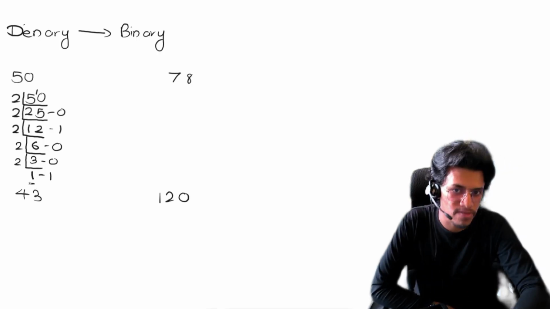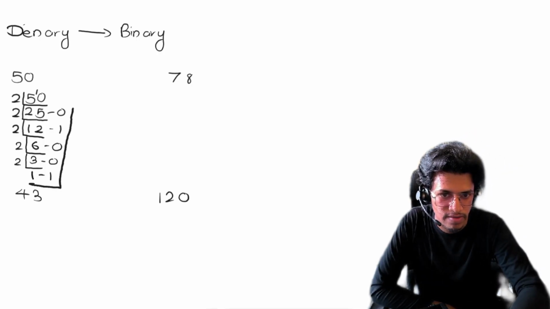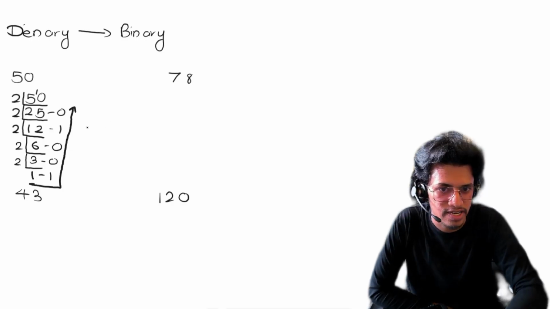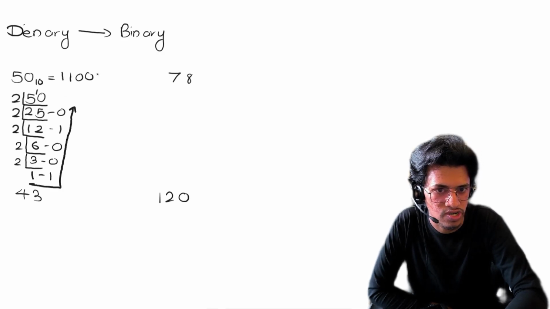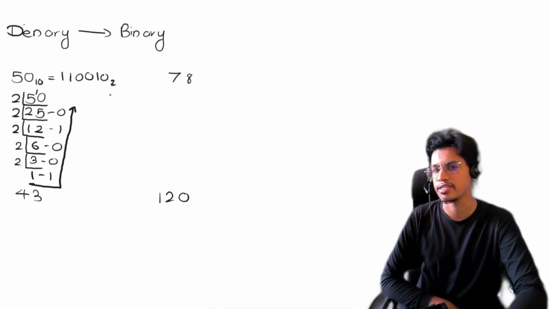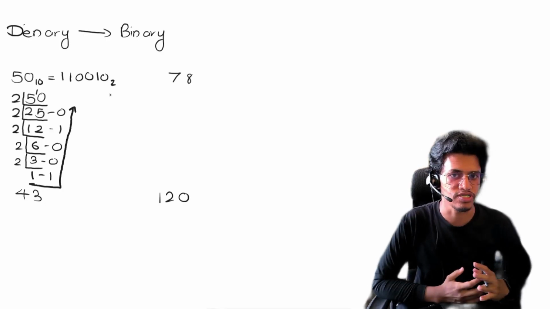We do this until we get the value 1 at the end. Starting from this 1, we go from the bottom to the top and write the number. So denary 50 is equal to 110010 in binary.